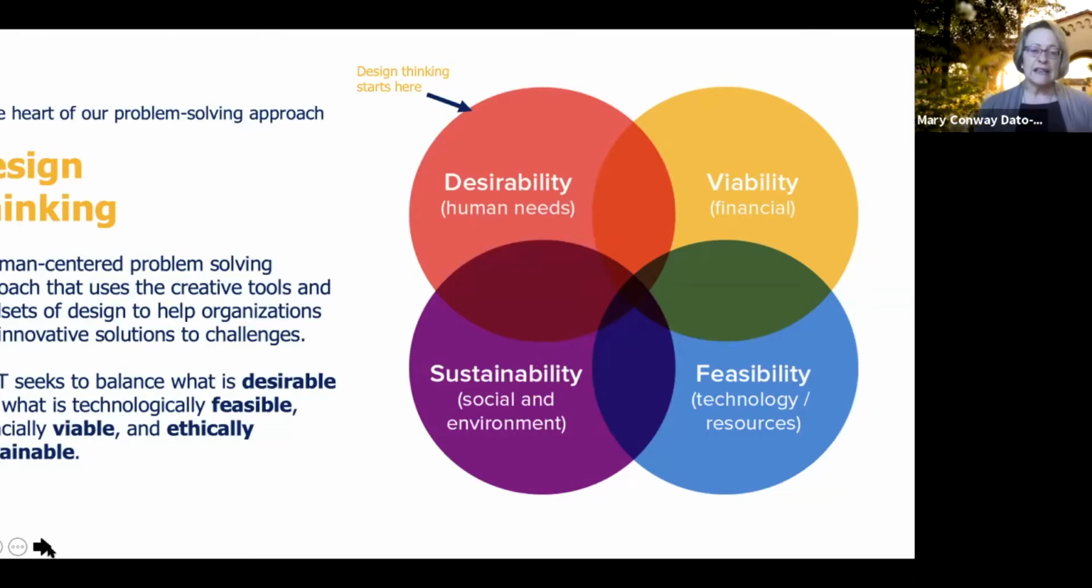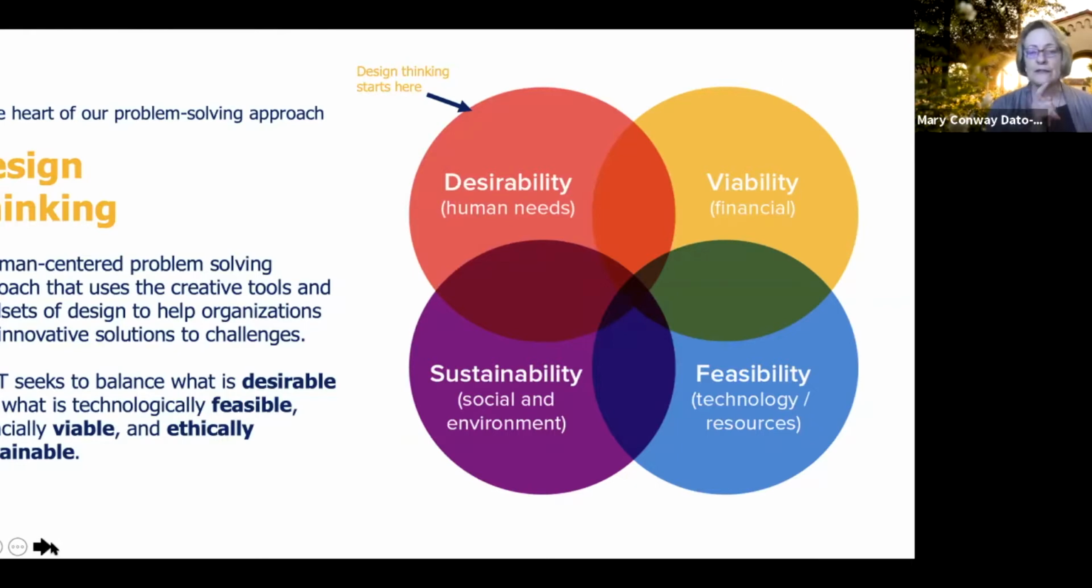So design thinking, and we like to put human-centered in front of that. It's really about a different way to solve problems, right? So it's a creative tool. It's meant to be very visual, which for many business students is a challenge. And this human-centered design thinking balances what is desirable, what is feasible, what is financially viable, and ethically sustainable.